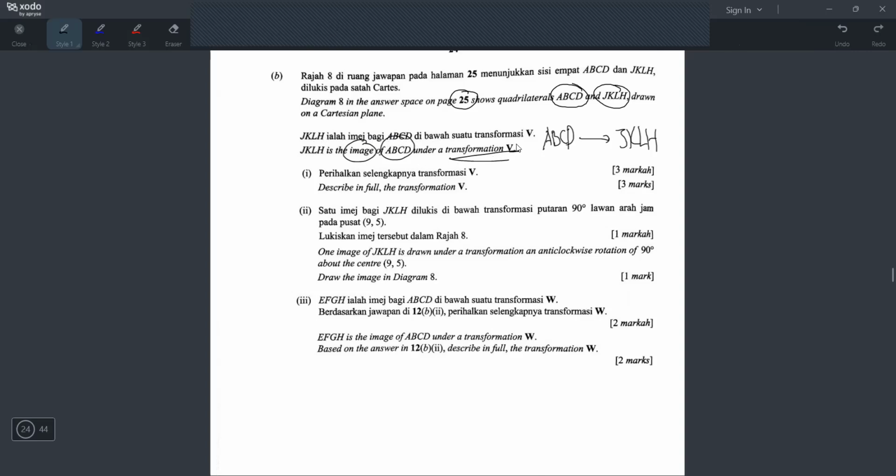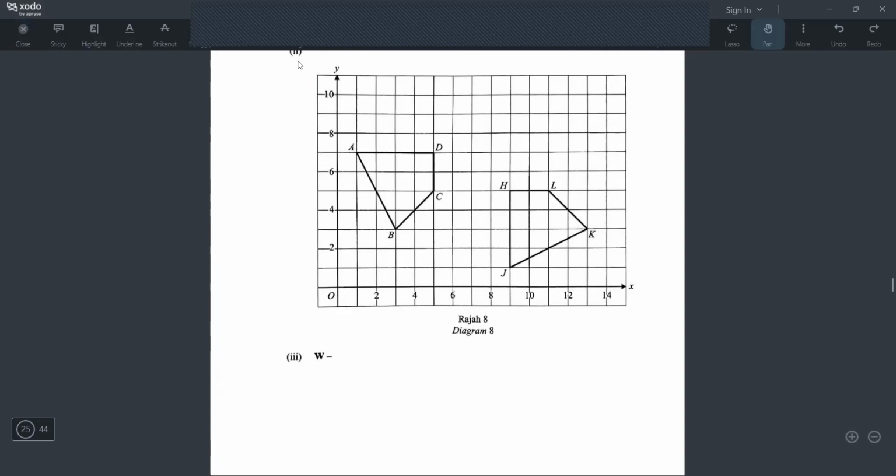And since they say under one transformation V, it means this arrow is V. Okay, so now we will try to describe the transformation V. So remember, ABCD is the object, JKLH is the image. So let's go to the diagram and label it. This is object, this is image.